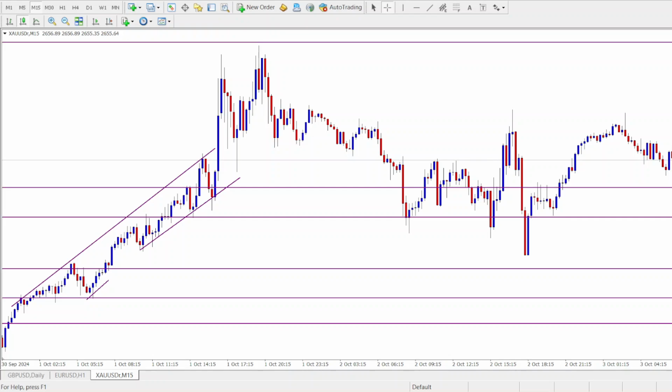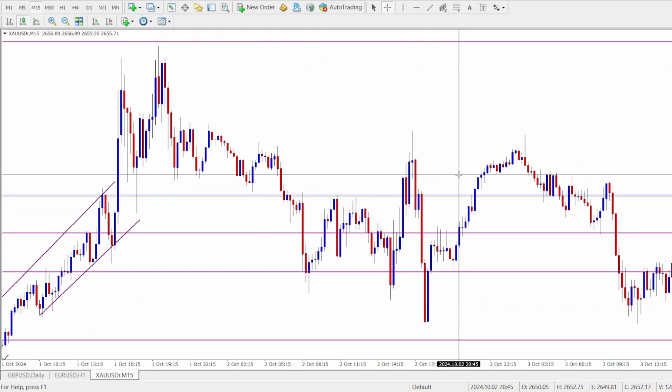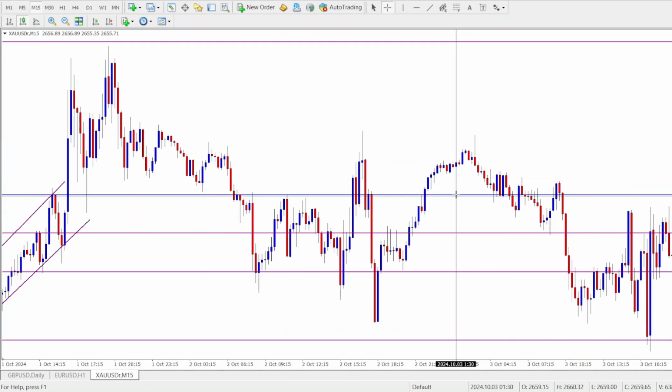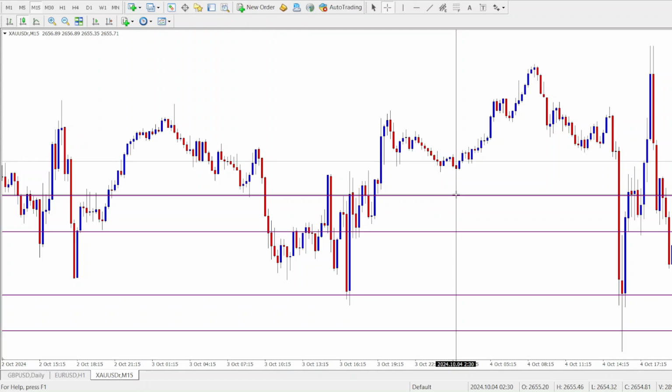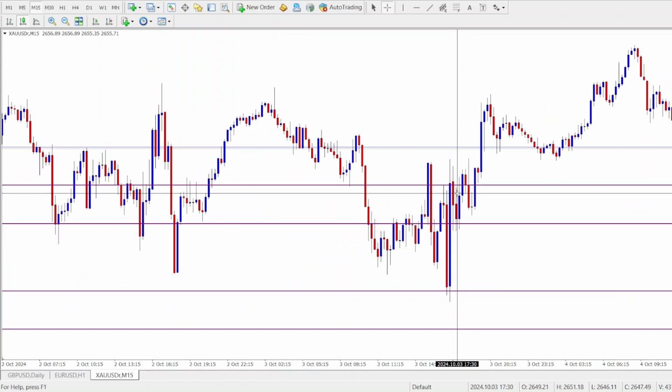Now, these price points are very useful, and you always find them on the chart. Literally always.